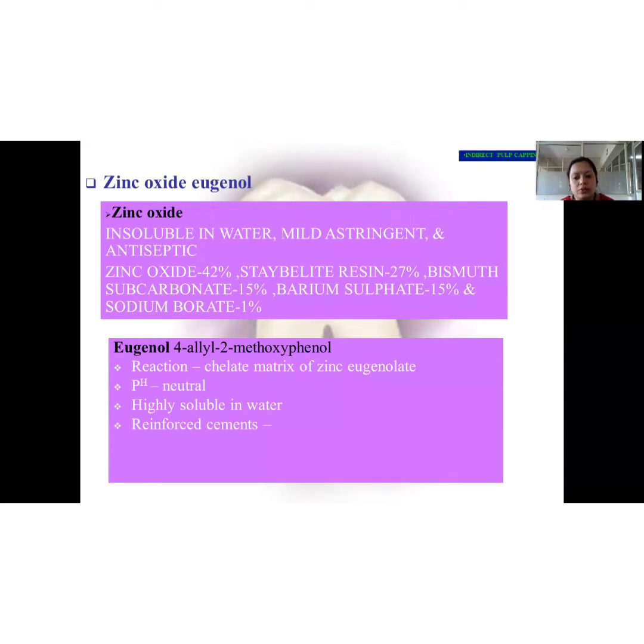We can also use zinc oxide eugenol in IPC. Zinc oxide is insoluble in water, has a mild astringent effect, and is also antiseptic. The composition is zinc oxide 42%, Staybelite resin 27%, bismuth subcarbonate 15%, barium sulfate 15% which gives radiopacity, and sodium borate 1%. Now, eugenol is 4-allyl-2-methoxyphenol. The reaction forms a chelate matrix with zinc oxide using eugenolate. The pH is neutral, and it is highly soluble in water.